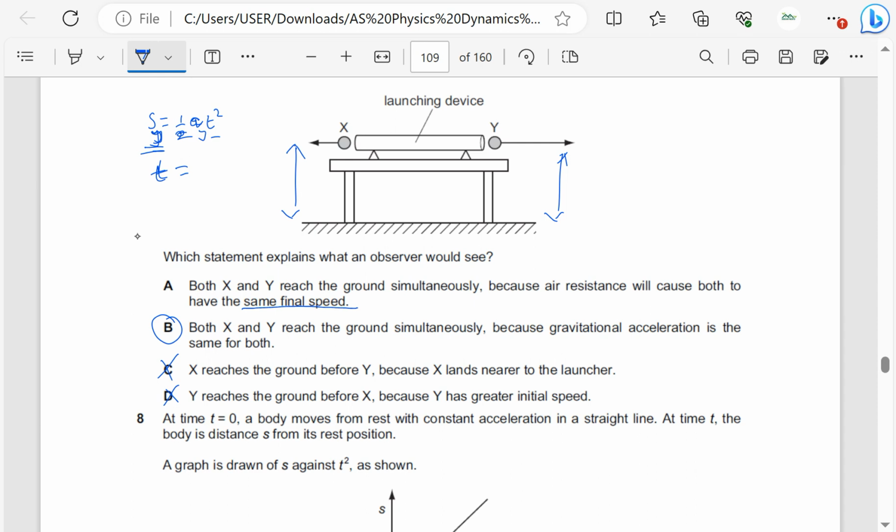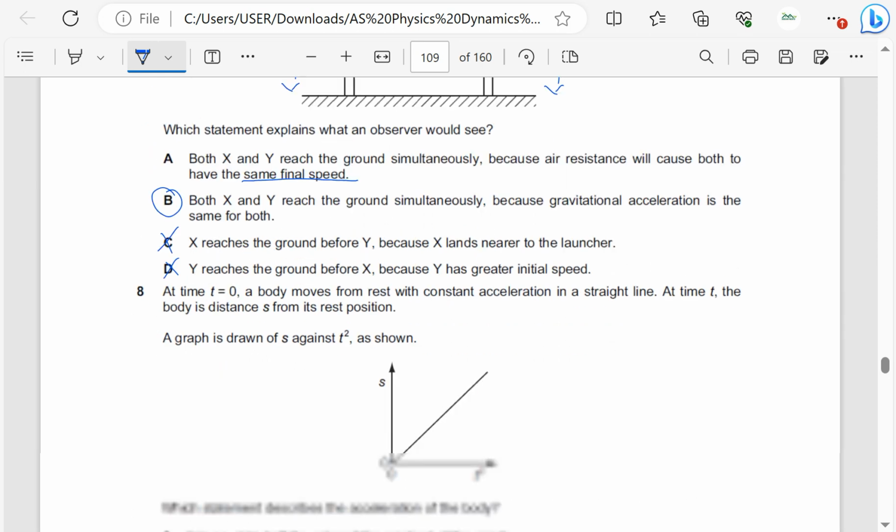For B, because gravitational acceleration is the same for both. So the answer is B. Gravity is the same for both.